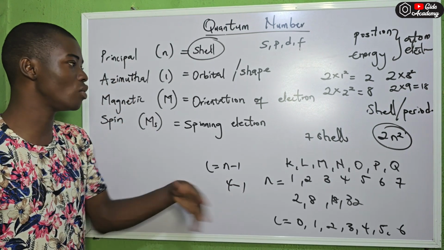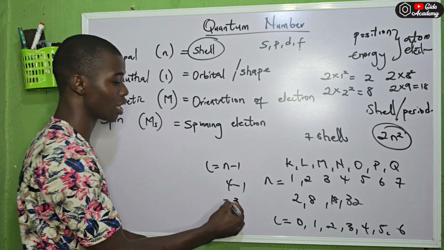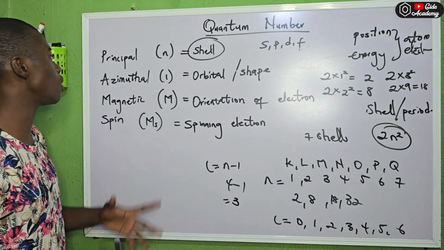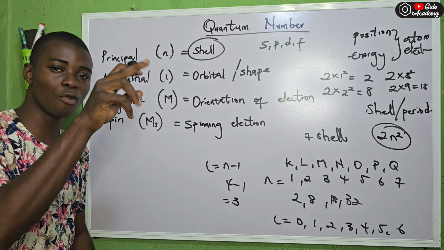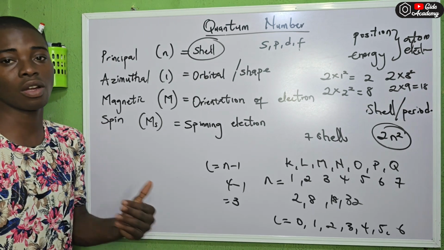4 minus 1 will give you your answer, which is what? Which is 3. As simple as that. So any value you have for principal quantum number, remove 1 from it, subtract it, you are going to get your what? Your azimuthal or subsidiary quantum number.